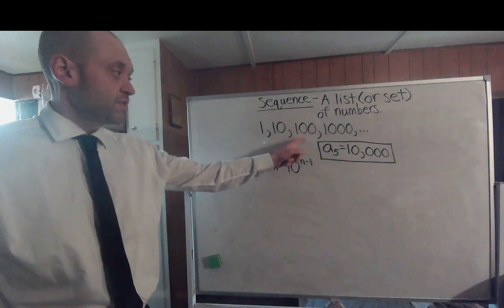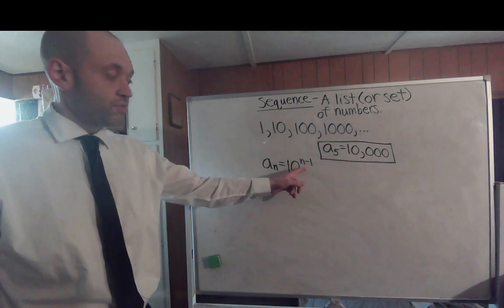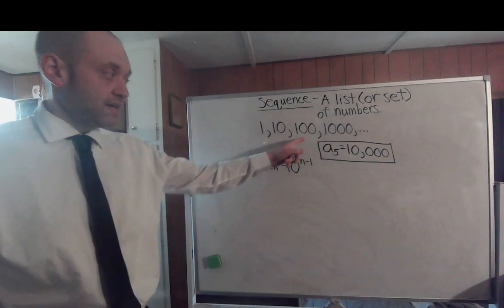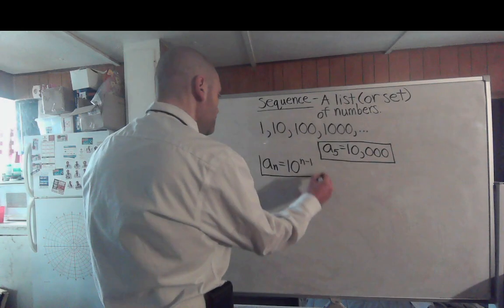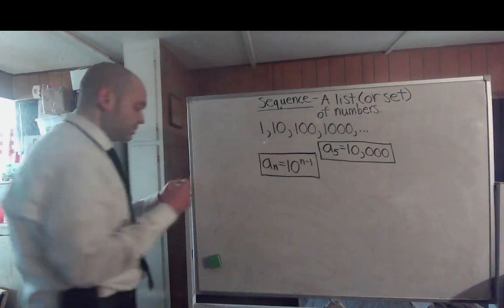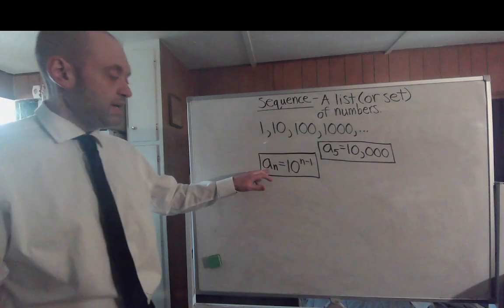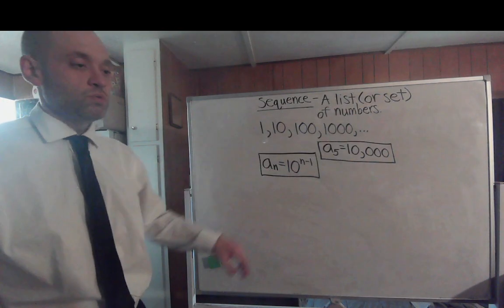If I want to find the third term, I'd put in 3 for n. I would get 10 to the second. I get 100. So you see, this really does work. So the general formula is going to be a sub n equals 10 to the n minus 1.